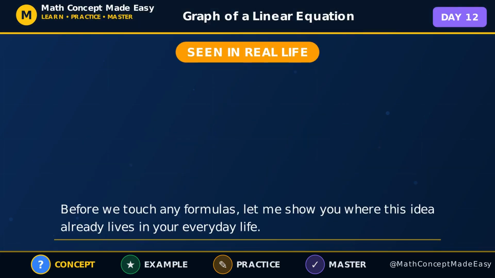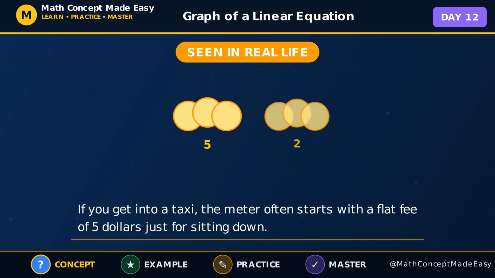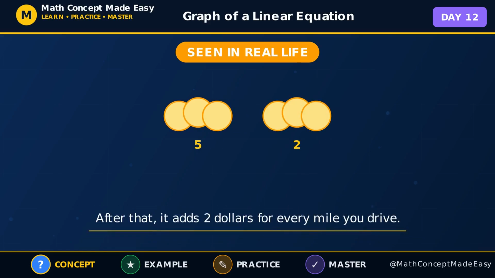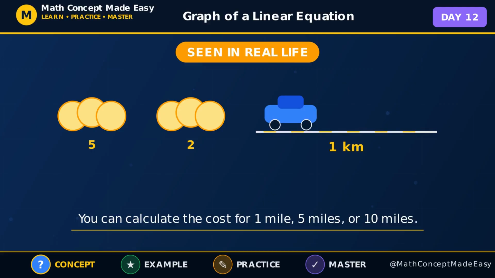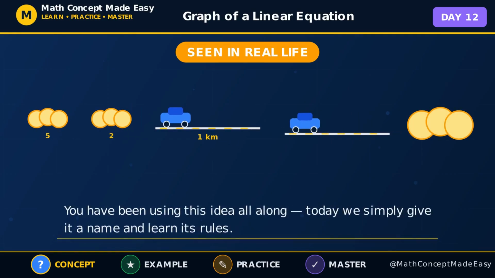Before we touch any formulas, let me show you where this idea already lives in your everyday life. If you get into a taxi, the meter often starts with a flat fee of $5 just for sitting down. After that, it adds $2 for every mile you drive. You can calculate the cost for 1 mile, 5 miles, or 10 miles. If you calculated the cost for every possible distance and put dots on a map, they would form a perfectly straight line. You have been using this idea all along. Today we simply give it a name and learn its rules.